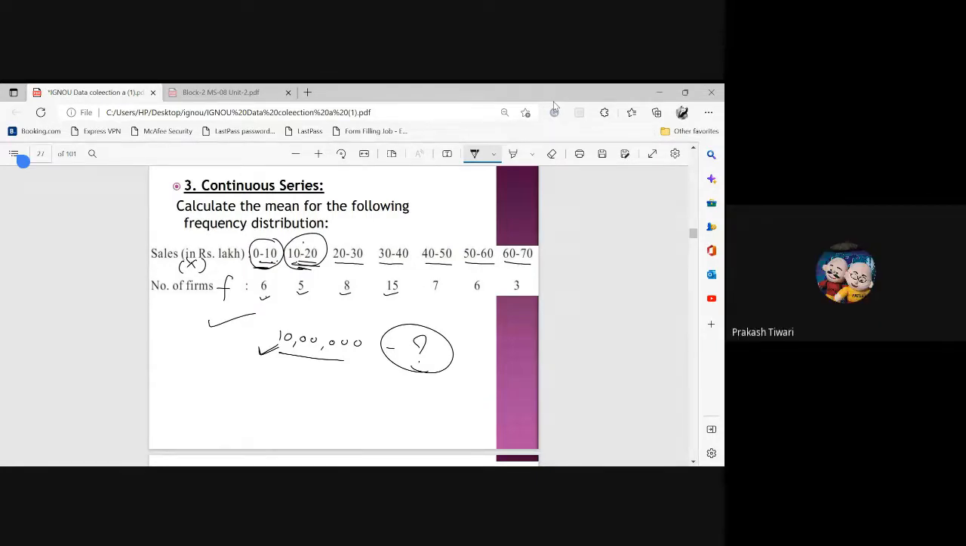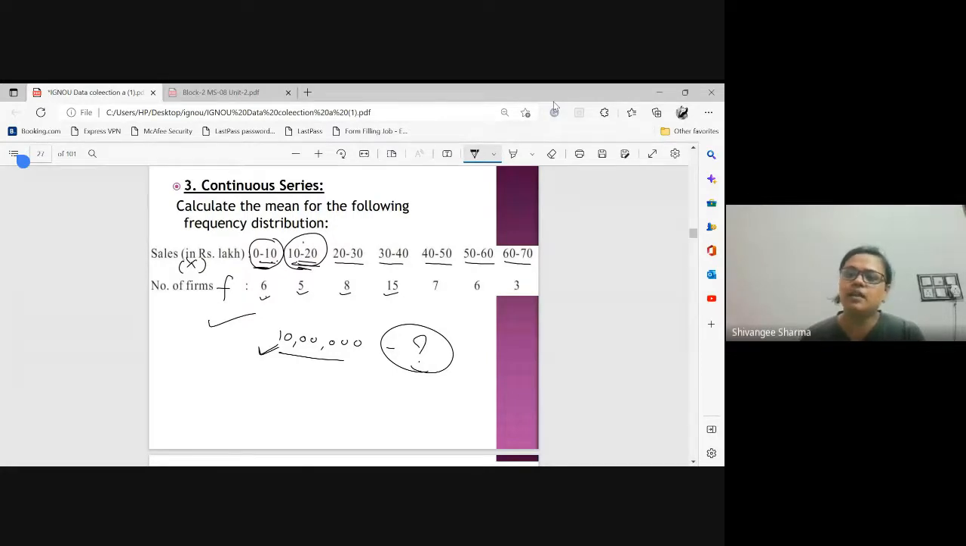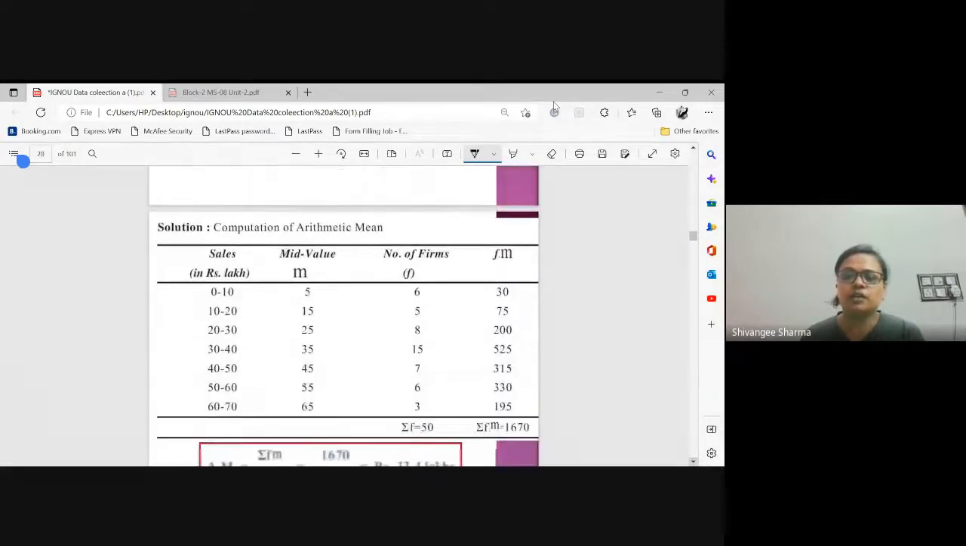Yes, ma'am. Okay. So this is how the grouping is done and the frequency is distributed. So this is the example. Now we will be calculating the mean for this particular data set. So here it is sales, which is represented by X, which is you can say 0 to 10, 10 to 20, 20 to 30, 30 to 40.